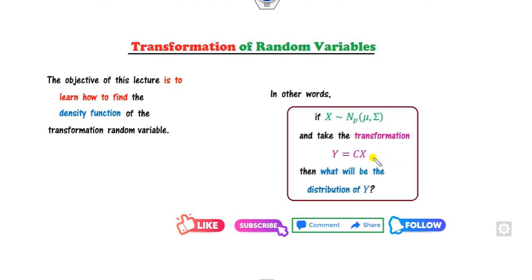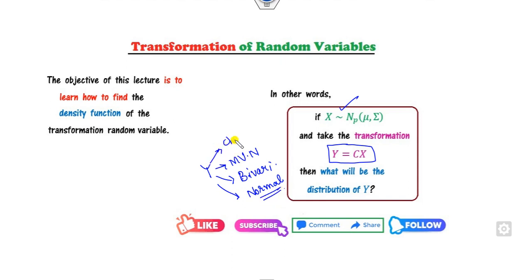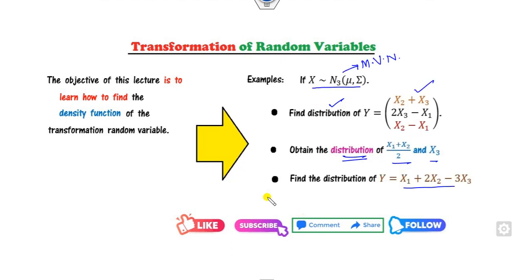Or in general, if x is a multivariate normal distribution and you take any transformation, that is y is equal to Cx, then what will be the distribution of this y? Whether y will again be a multivariate normal distribution, or a bivariate normal distribution, or a simple one-dimensional normal distribution, or a chi-square distribution or any of the others. So that's the objective of today's lecture.